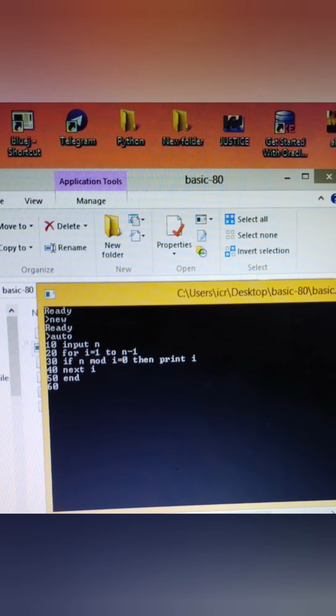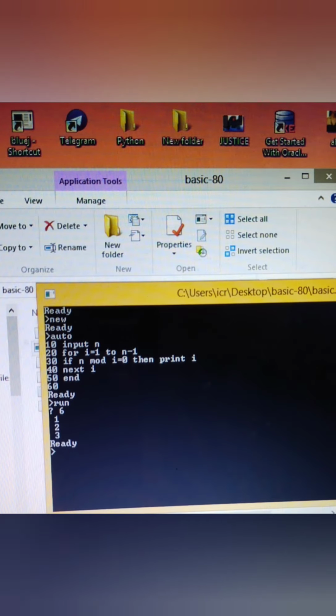If n mod 2 is equal to 0, yes, 6 occurs in the table of 2 also, then print I means 2 will also be printed. Next I becomes 3. Then the next loop occurs, and 6 mod 3 is equal to 0 is a true condition, so print I will print 3 also. Next I will become 4, but 6 does not come in the table of 4. Then next I becomes 5, and 6 does not occur in the table of 5. So till now we have been getting only 1, 2 and 3 on the screen. Let's see the output.